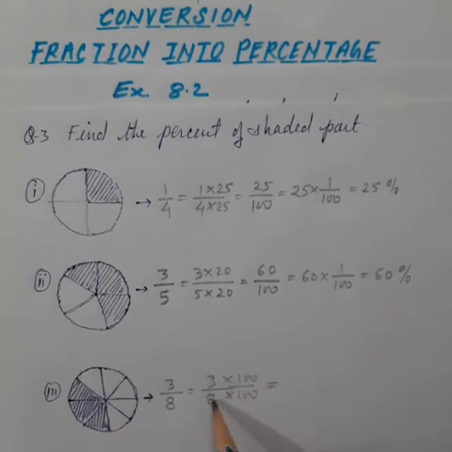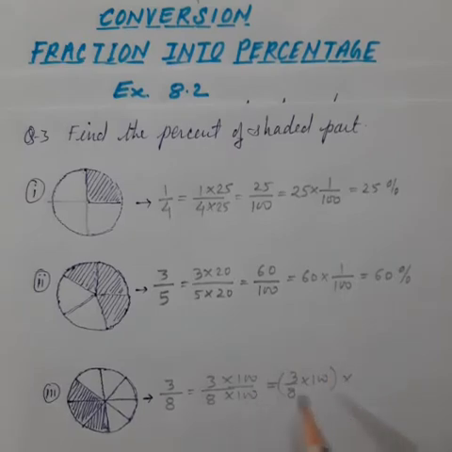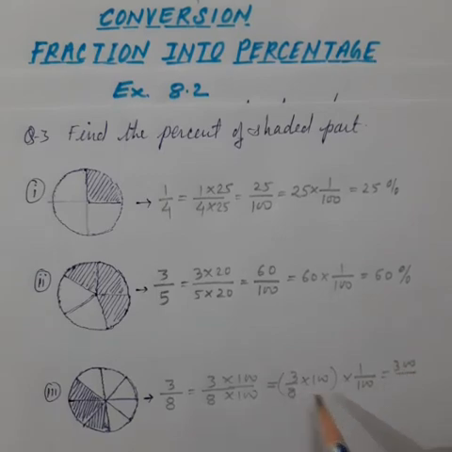Now multiply this fraction 3 by 8 by 100 in the numerator. And for this 100 in the denominator, write 1 by 100 separately. Now this 3 into 100, we get 300 in the numerator and the denominator is 8. And for this 1 by 100, write the percent sign.